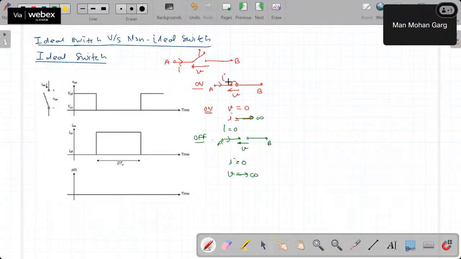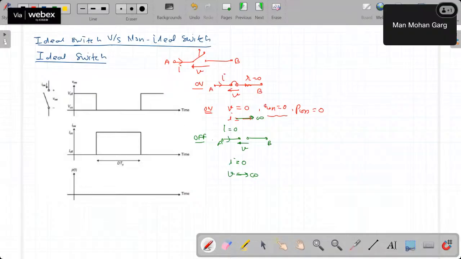Also, what do we think when this is on? Then there should not be any resistance. When the switch is on, there should not be any resistance across it, or any drop across the switch, right? So this R on resistance should be 0. It means the losses, which are I squared into R on, should be 0.